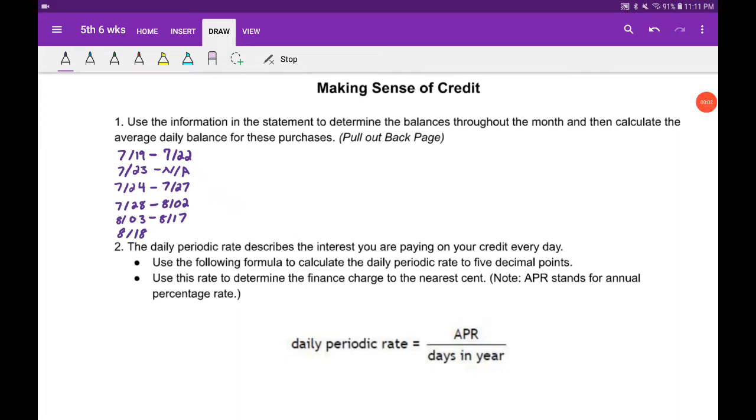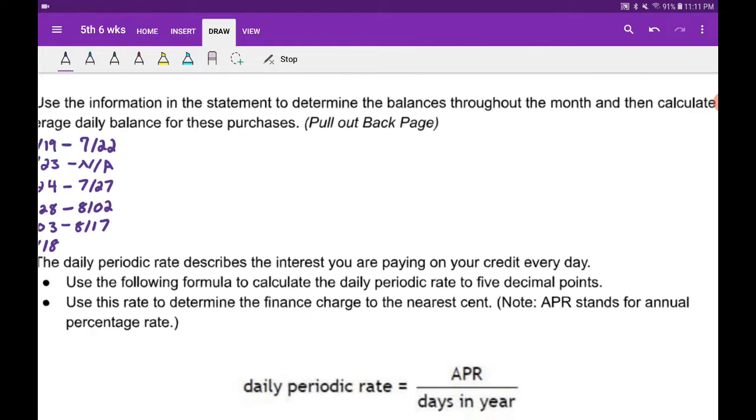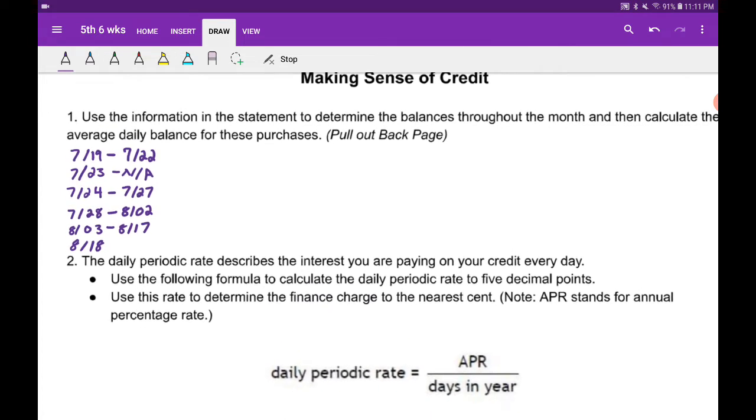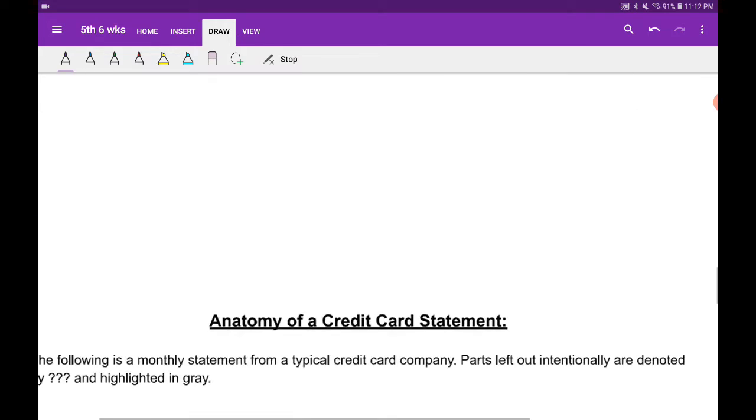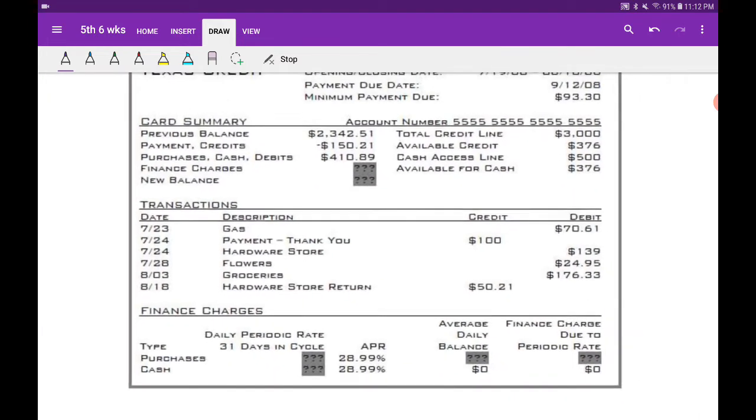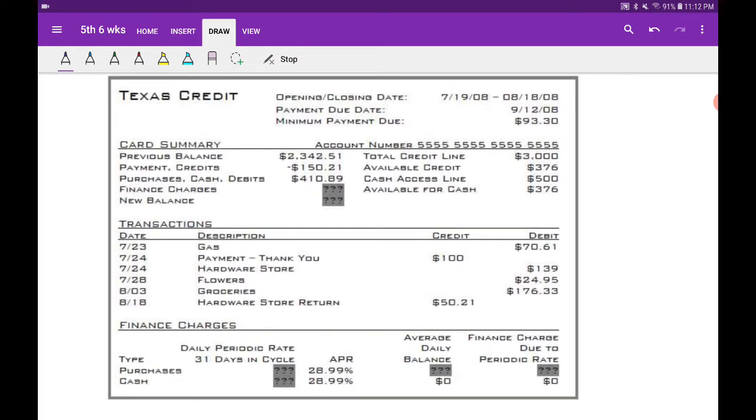All right, guys, so this is how we're going to calculate the average daily balance. If you look in question one, use the information in the statement to determine the balances throughout the month and then calculate the average daily balance for these purchases. When you have a credit card and the frequency you spend, they need an average balance per day. Basically they have a cycle in there, and we're going to reference this statement, which you have a separate PDF file for. On this statement, this is what we're going to use.